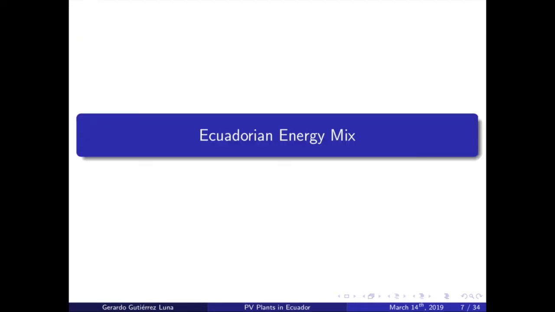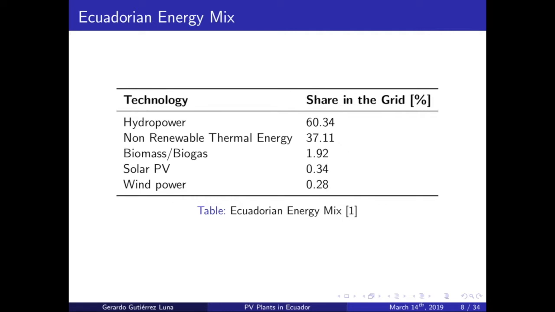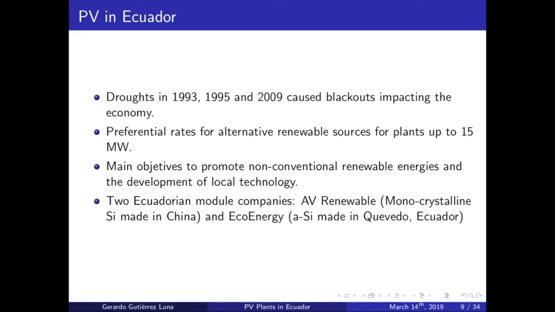The Ecuadorian energy mix is composed of 60% hydropower, 37% non-renewable thermal energy, 1.9% biomass or biogas, 0.3% solar photovoltaics, and 0.2% wind power. There were droughts in 1993, 1995, and 2009 that caused huge blackouts and had an impact on the economy. The government has set preferential rates for alternative renewable sources for plants up to 15 megawatts, with two main objectives. One is to promote non-conventional renewable energies, and the second is to promote the development of local technologies.